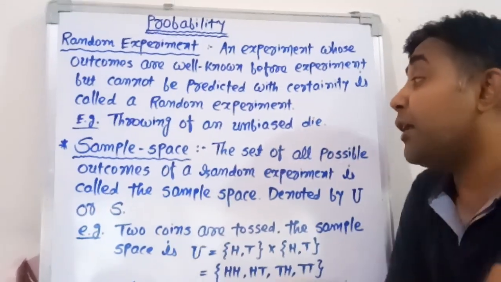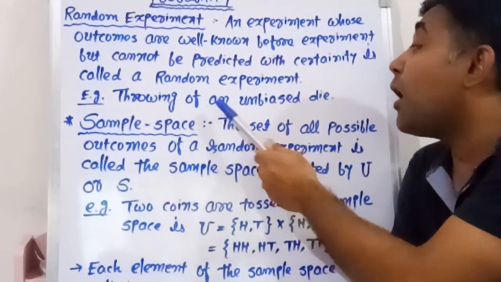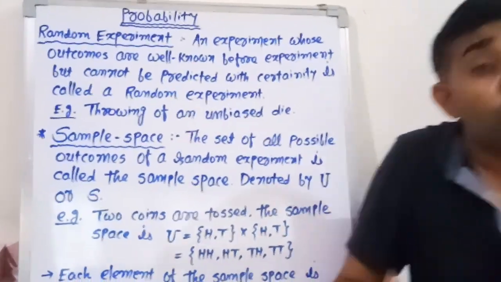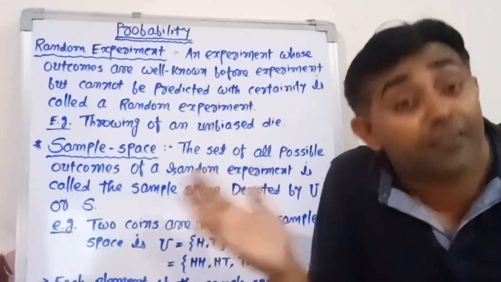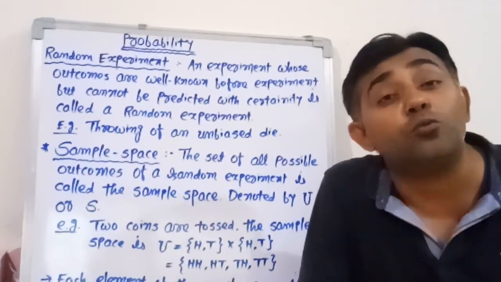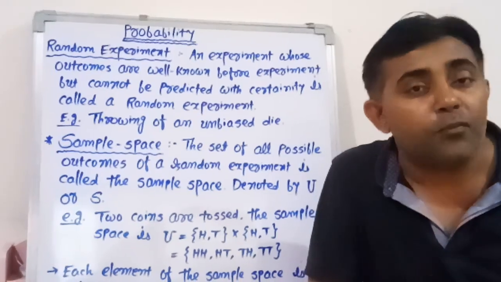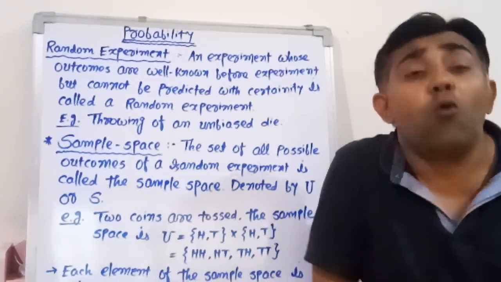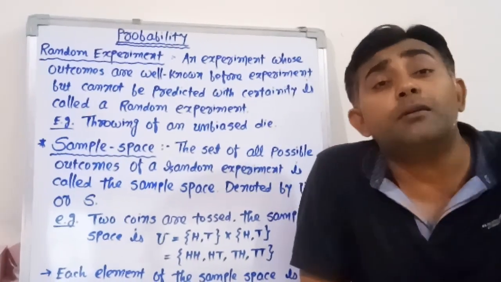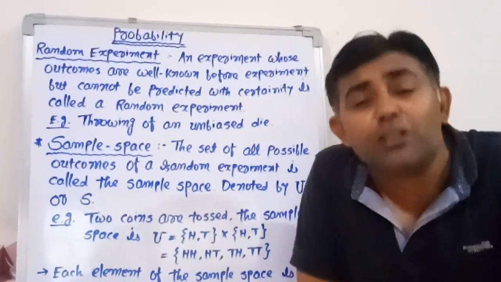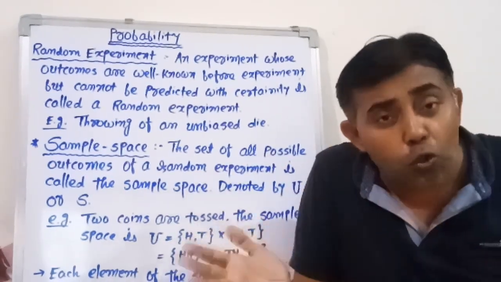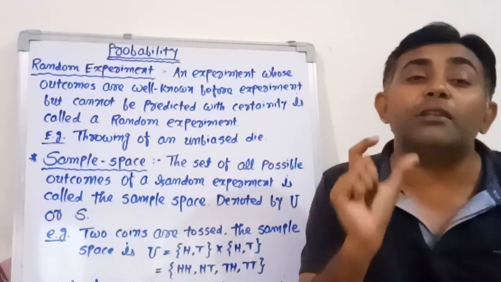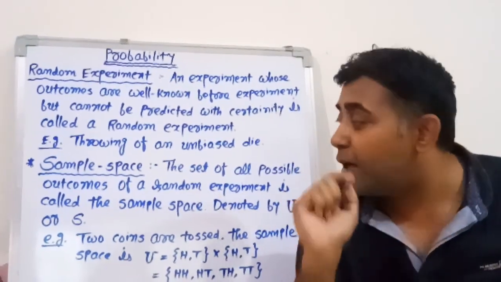For example, throwing of an unbiased die. When we throw a dice, before throwing we know that there are 6 outcomes on the dice: 1, 2, 3, 4, 5 and 6. It represents the set {1, 2, 3, 4, 5, 6}. One more example: let us take a cube and throw that cube. We know that a cube has 6 sides, so any side will occur as outcome. So this experiment is also a random experiment.